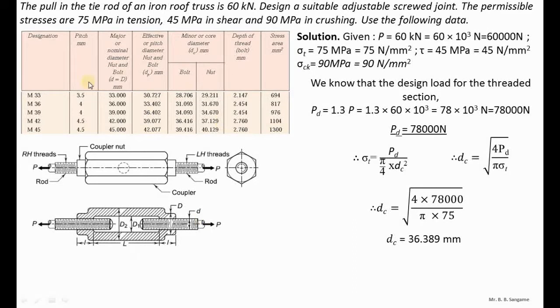In this table they have provided the core diameter for the bolt. These are the various core diameters. Okay, and according to the calculated core diameter we have to select the standard bolt with a designation, maybe it may be M39, it may be M42. So let us see which standard bolt is available in the market for this diameter. The calculated diameter is 36.389, so let us check whether this is available or not.